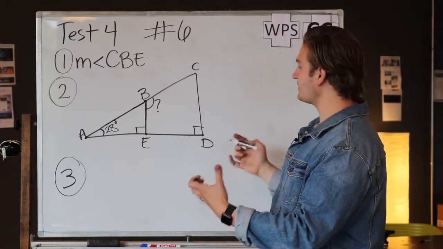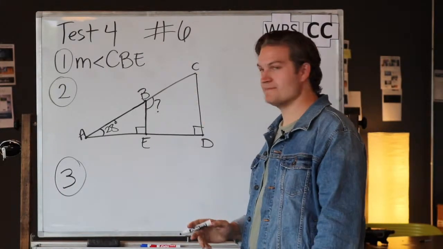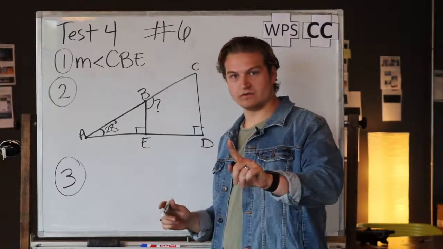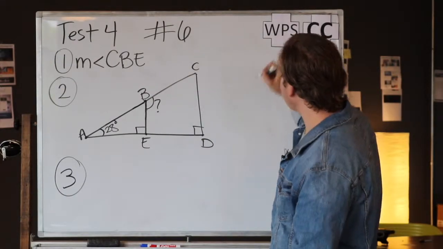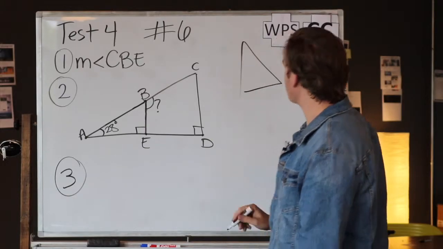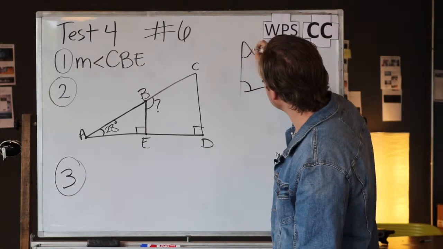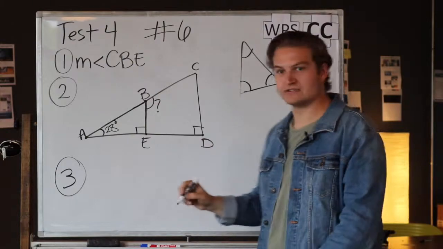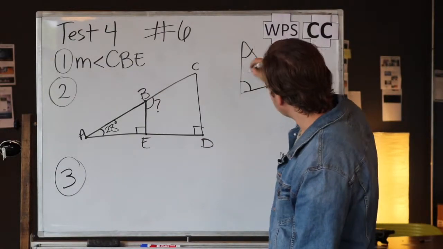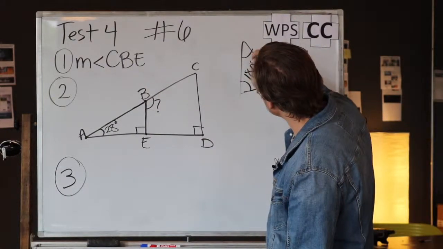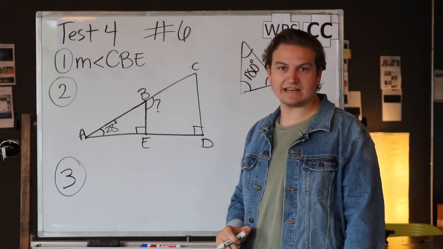Now, in order to find the measure of angle CBE, the first thing that you need to know, please remember, is that for any triangle, it doesn't matter what the triangle looks like, if you add up the measures of all 3 angles inside the triangle, that sum will always be 180 degrees.